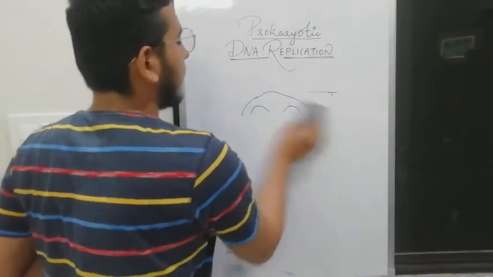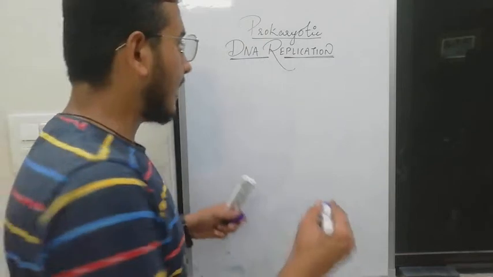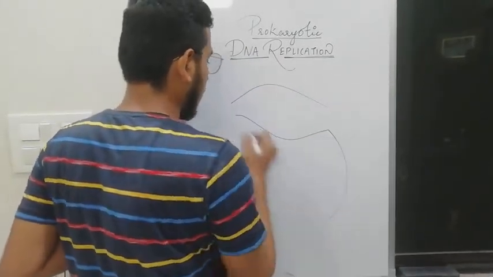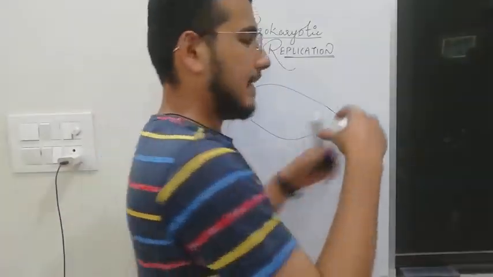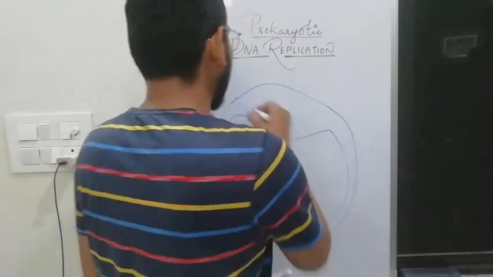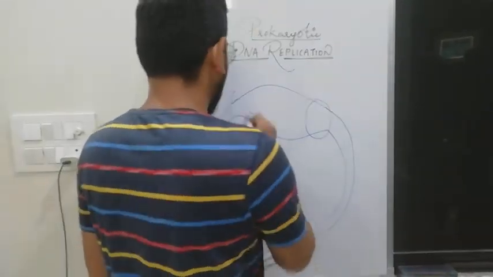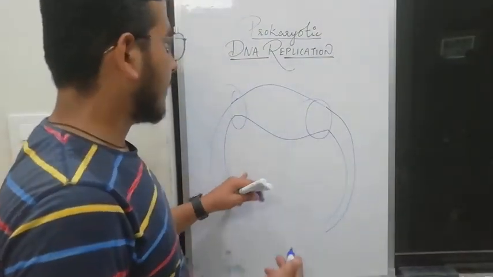Now the next enzyme is primase. It is a modified RNA polymerase. Let us assume DNA is melted, helicase came, DNA melted at the AT rich site, and here is the initiation complex over here and here. Let's assume. Now what happens?